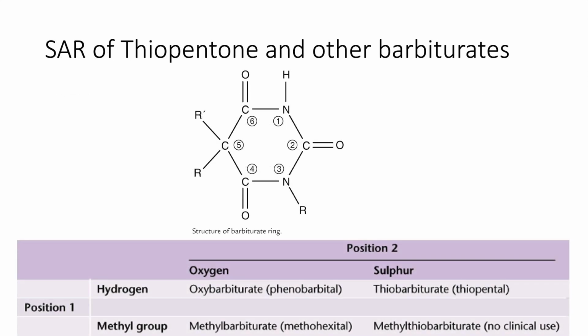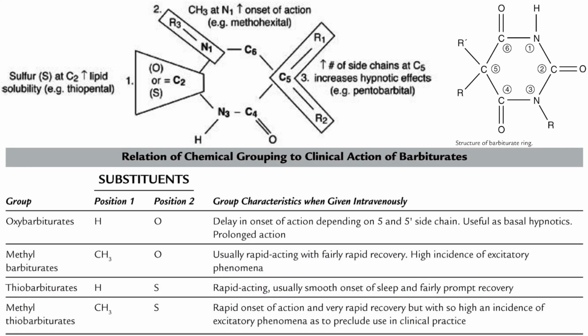So the SAR, if you don't remember, very simple, you just have to remember position 1 and position 2. Position 1 is over here, position 2 is over here. Position 1 is either replaced by a hydrogen or a methyl group, and position 2 either by an oxygen or a sulfur group. Then you focus on these barbiturates, thiobarbiturate, which is thiopentone. So for thiopentone, we have a sulfur group in position 2 and hydrogen in position 1. So 1 hydrogen makes it have this very rapid onset, and sulfur gives you the hypnotic effects.